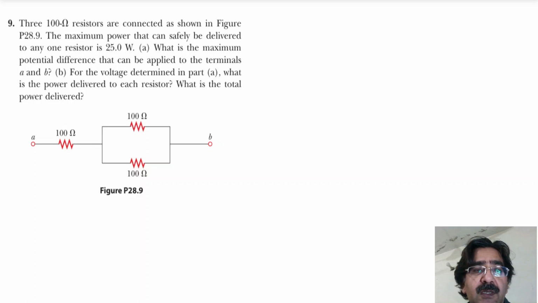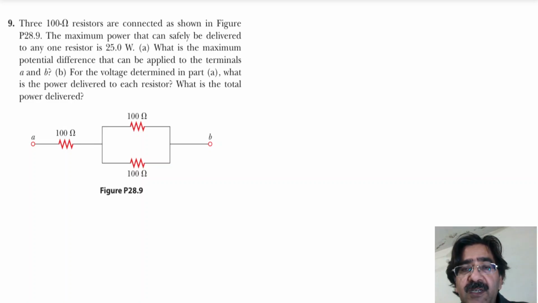Next problem is related to chapter 28, problem number 9. Equivalent resistance. Three 100 ohm resistances are connected as shown in the figure. The maximum power that can be safely delivered to any resistance is 25 watts. What is the maximum potential difference that can be applied to terminals A and B?